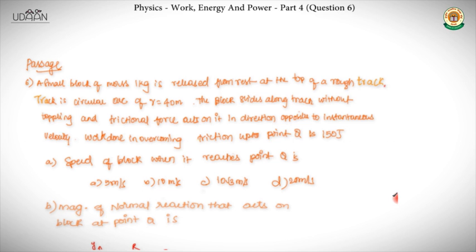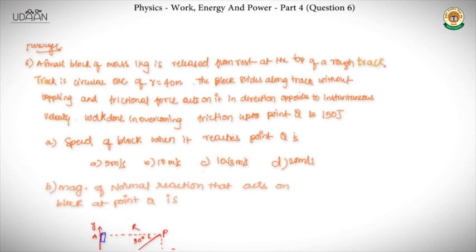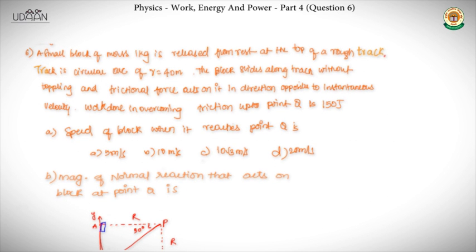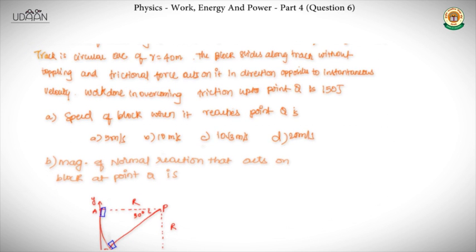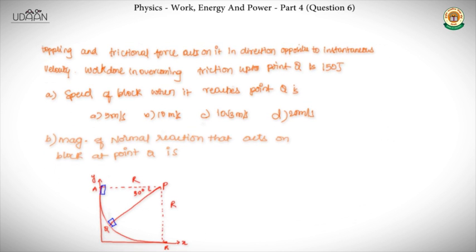Work done in overcoming friction up to point Q is given to be 150 joules. And we are asked to find the speed of the block when it reaches the point Q, and also the magnitude of normal reaction that acts on the block at point Q. Okay, so how do we start with this?